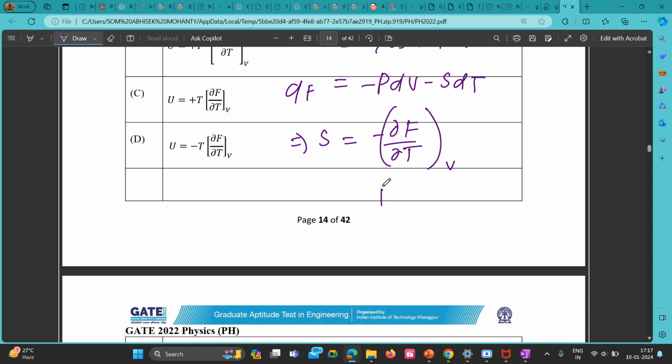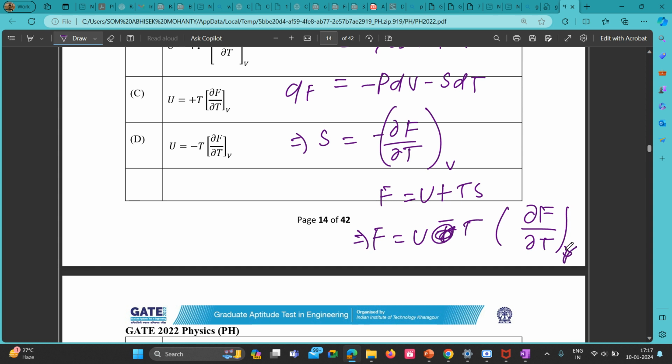So I will put it again. F is equal to U minus TS. In place of S, put minus del F by del T whole at constant V. Or did I make a mistake? No, that's right. So U will become F plus T del F by del T at V.